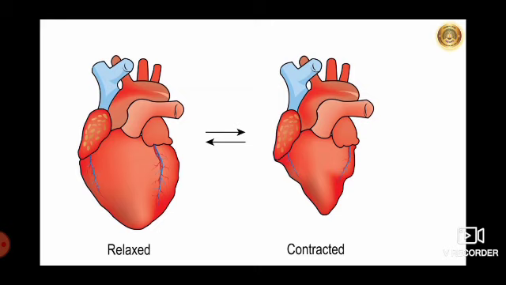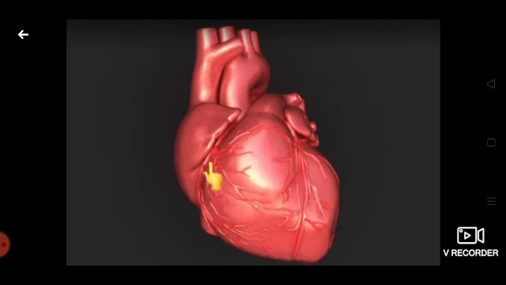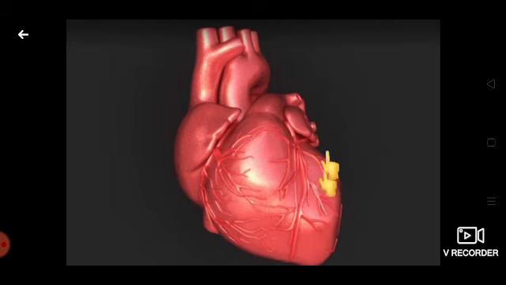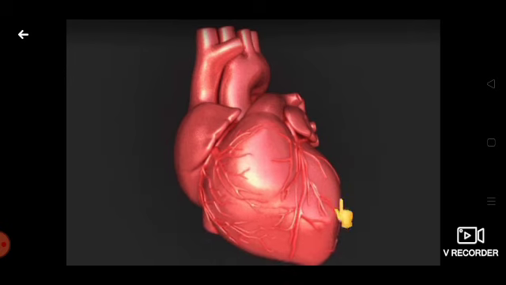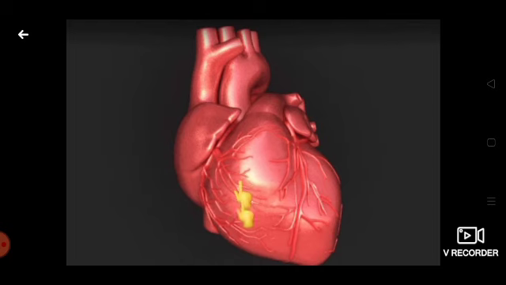This process goes on continuing. It is a continuous process. It relaxes, contracts, then relaxes, then contracts. Can you see in this picture? This is a heart and how it is contracting and relaxing again. In this way, the heart contracts and relaxes. And this process goes on continuously. It is called contraction and relaxation of the heart. Have you all understood? Now, this activity you will try at your home.